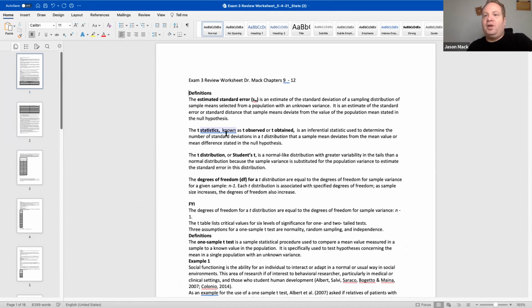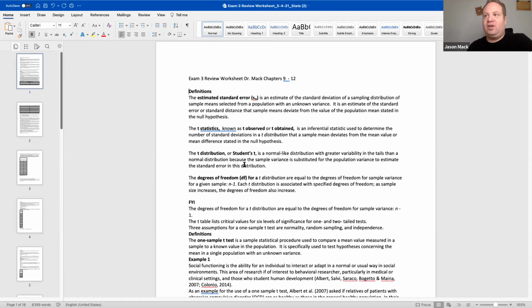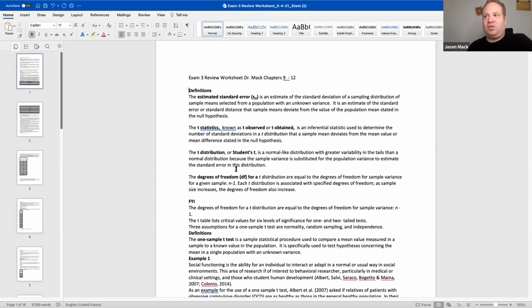First of all, the estimated standard error is an estimate of the standard deviation of a sampling distribution of the sample means selected from a population with an unknown variance. It is an estimate of the standard error, or standard distance, that the sample means deviate from the value of the population mean stated in the null hypothesis. The t statistic, known as t observed or t obtained, is an inferential statistic where you draw meaning from it, used to determine the number of standard deviations in a t distribution that a sample mean deviates from the mean value or mean difference stated in the null hypothesis.